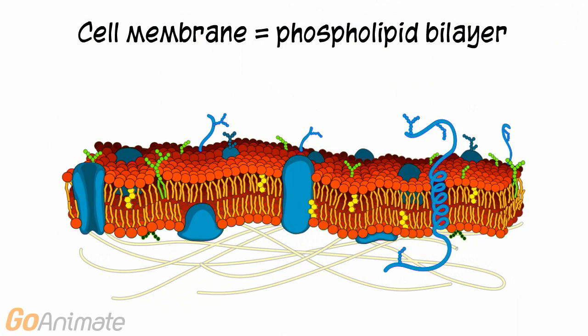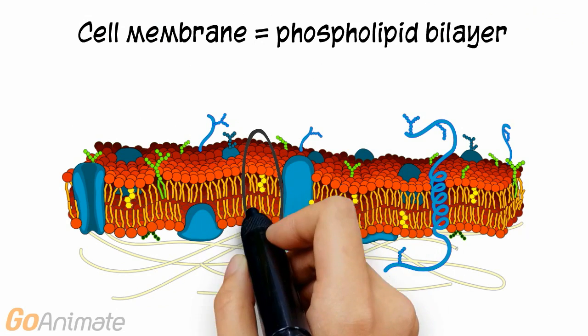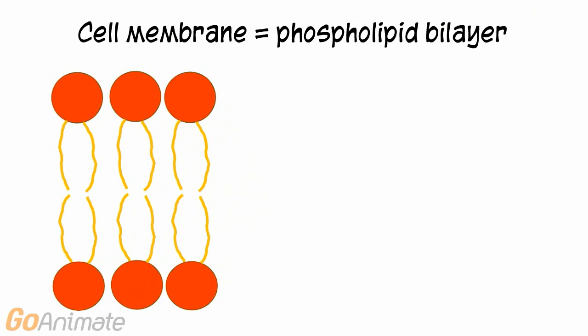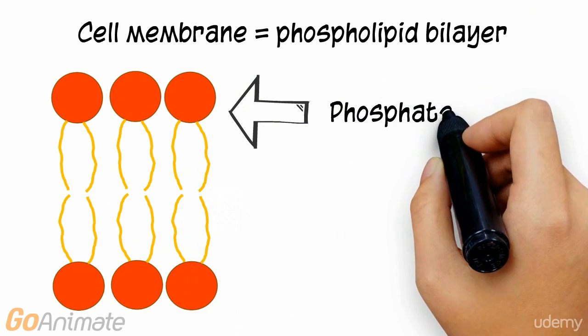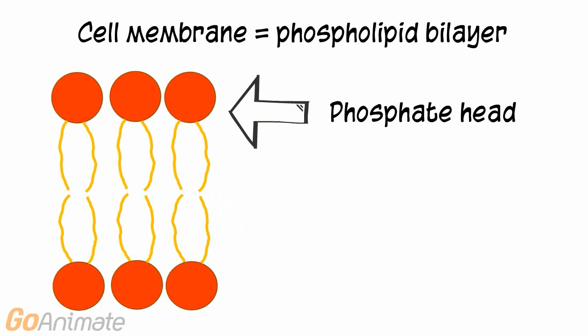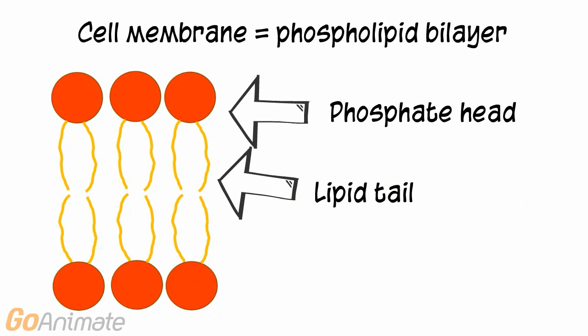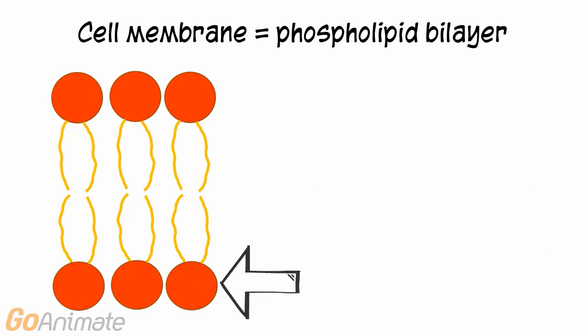The cell membrane consists of a phospholipid bilayer. Phospholipids consist of a phosphate head that loves water, or hydrophilic, and a lipid tail that hates water, or hydrophobic. The phospholipids arrange themselves into a bilayer with the head pointing outward and the tails pointing inward.